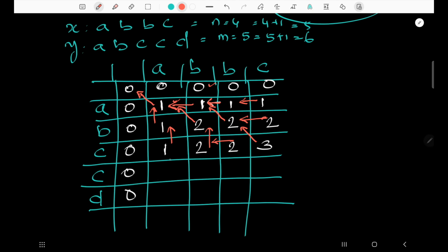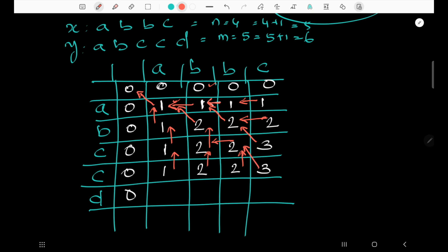Then C and A is not same, so the top element I took from here. C and B again not same, so I took from here, the value is 2. C and B again, I took the value from the top, you can also take from the left. And C and C, diagonal element plus 1, so 3, both are same, I took it from here.